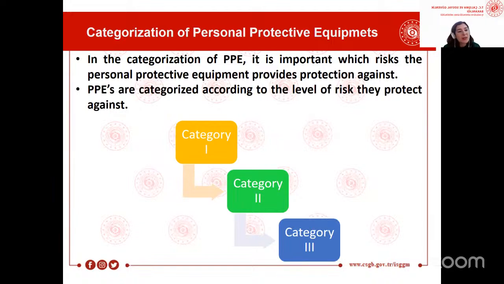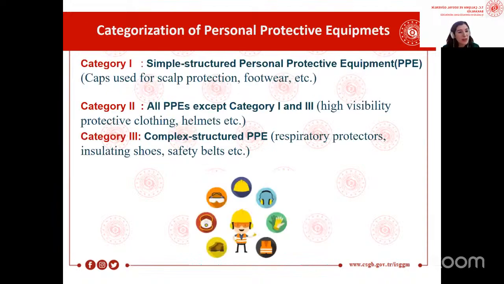And now I want to explain categorization of PPEs. It is important which risks the personal protective equipment provides protection against. PPEs are categorized according to the level of risks they protect against. As you can see in the slide, PPEs are divided into 3 groups according to the categorization. Now you see the categorizations.